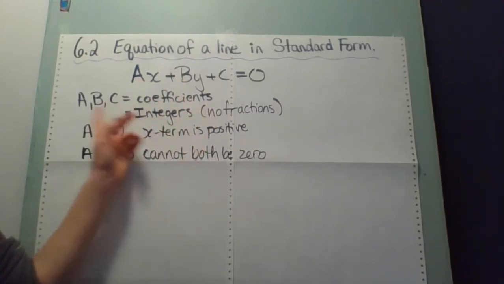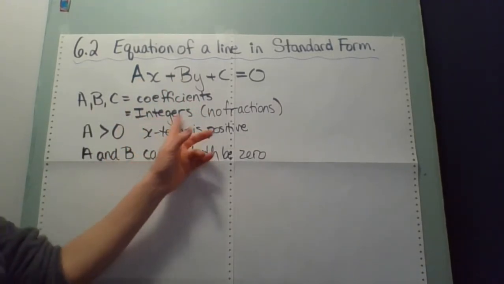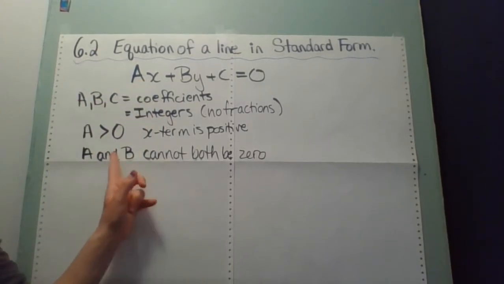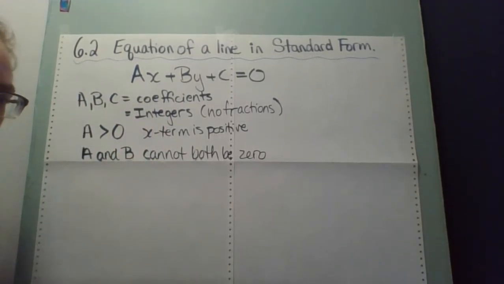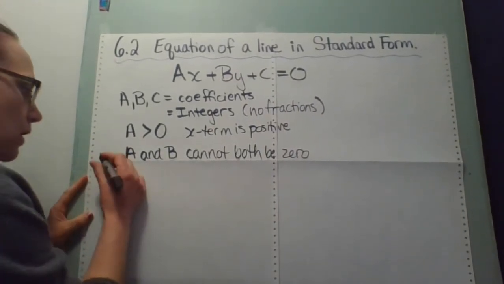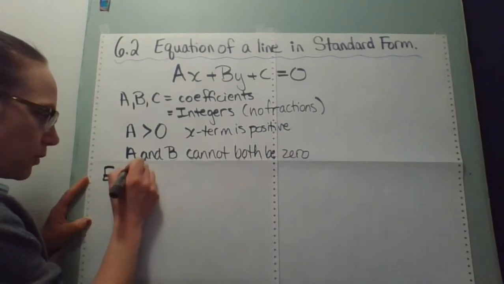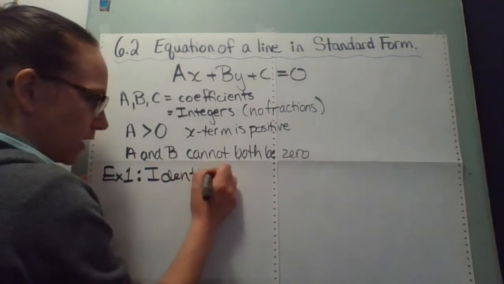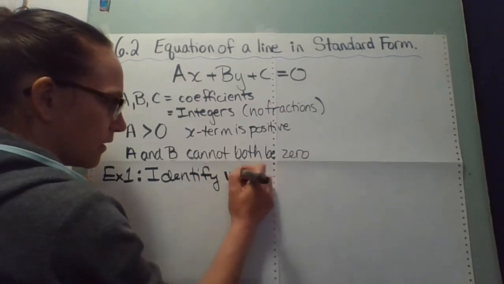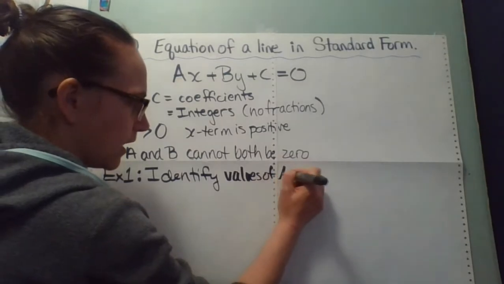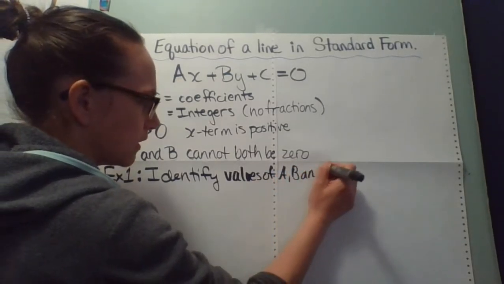The coefficients, a, b, and c, they are integers. They are not fractions. X must be positive, and you have to have at least an x or a y variable. So let's do some practice with this stuff. So example 1. Identify the values of A, B, and C.